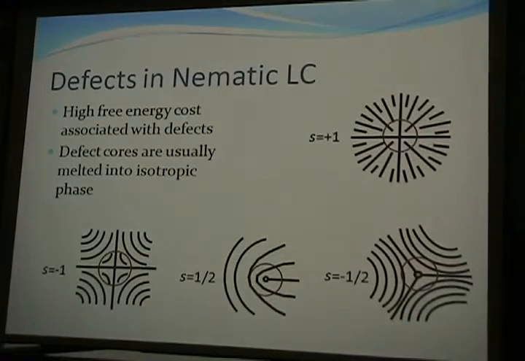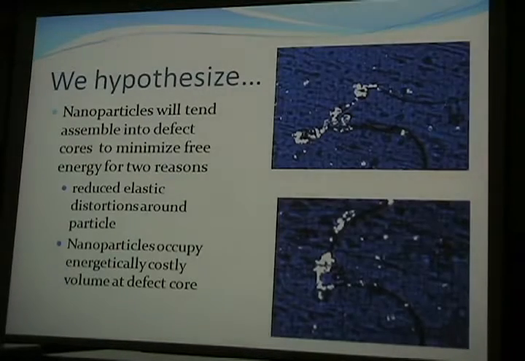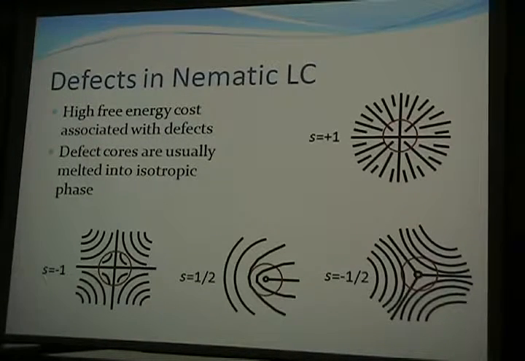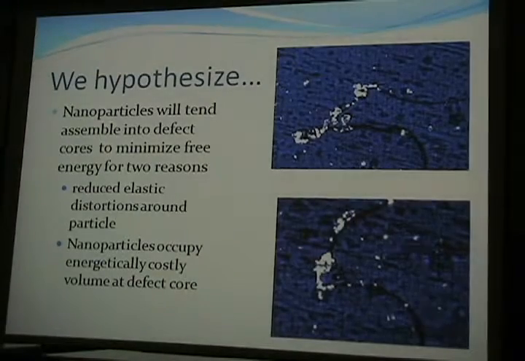Let's talk about defects real quick in liquid crystals. Of course there are high elastic free energy costs associated with these defects, and the defect cores usually melt into the isotropic phase. I try to illustrate by drawing these little red circles around the defect core. As we've seen, the nanoparticles like to remain in the isotropic phase. So we hypothesize, for two reasons, that these nanoparticles will tend to assemble in these defect cores.